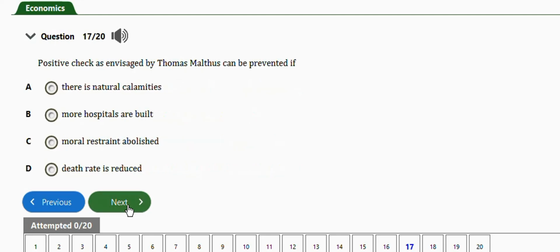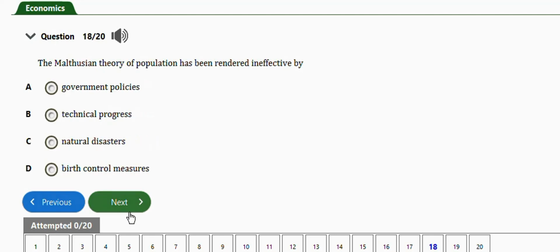This question says positive check as envisaged by Thomas Malthus can be prevented if there is natural calamities, more hospitals are built, more restaurants abolished, death rate is reduced. The right answer is option A, if there is natural calamities.